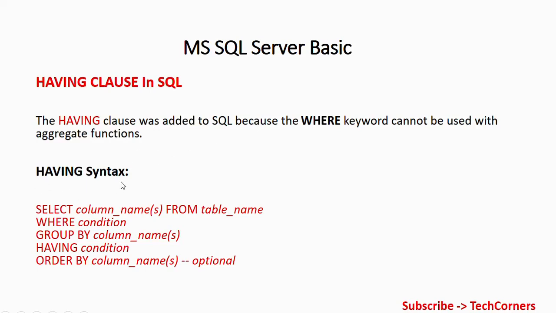Having clause syntax: select column names from table name, where condition, and then after that we need to use group by column name, having, then condition, and the last is order by clause. Here we can mention the column name, and this is optional. So let's quickly see in SQL Server how we can do this.